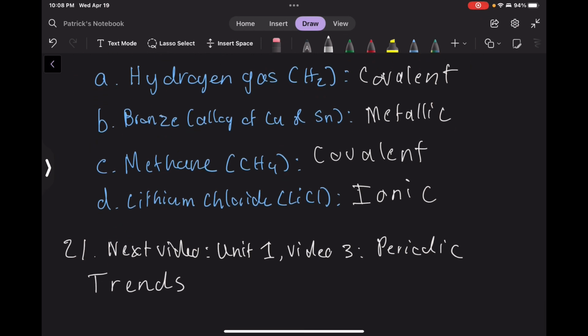We've covered quite a bit of ground today, and in Unit 1, Video 3, we will be taking an even closer look at the periodic table as we dive into the topic of periodic trends.